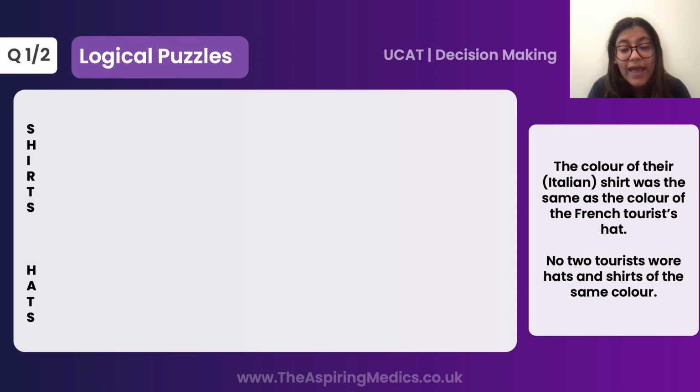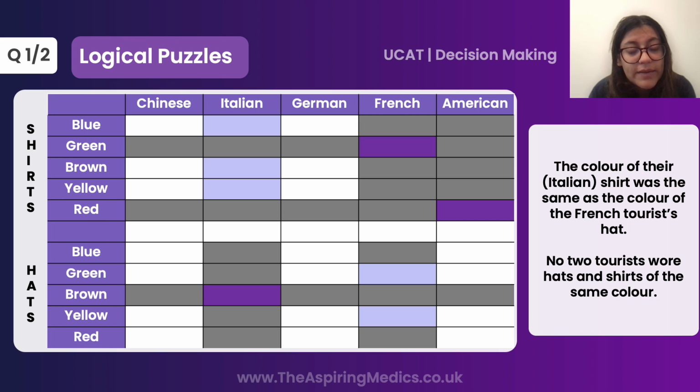The color of the Italian tourist's shirt was the same as the color of the French tourist's hat. Now this is a bit of a tricky one. So again, I've put the table on the screen. What are the possibilities of the Italian tourist's shirt's color? It could be blue, brown, or yellow.